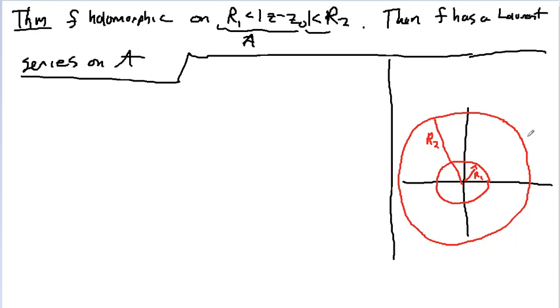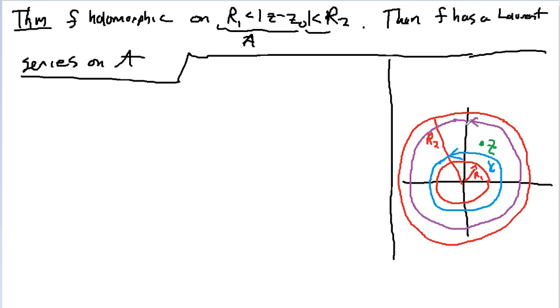I want to take a generic point somewhere in here and call it z. And I'm going to try to figure out what the Laurent series is by evaluating at z. The way you do this is you first of all create some sort of a circle on the inside here. The book calls this gamma 1, and then we'll call this purple one out here gamma 2.